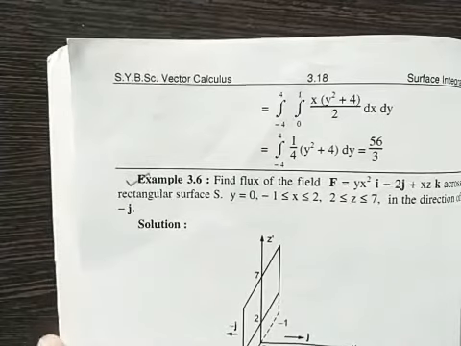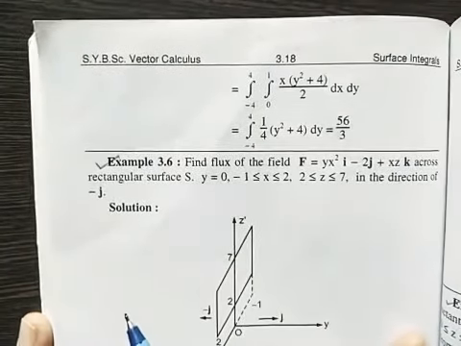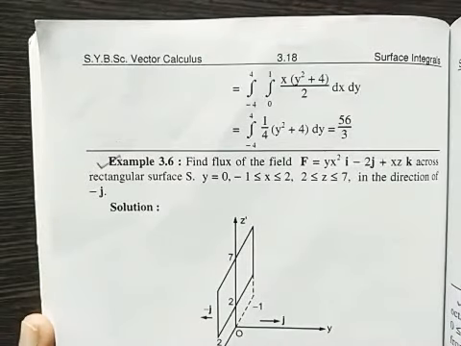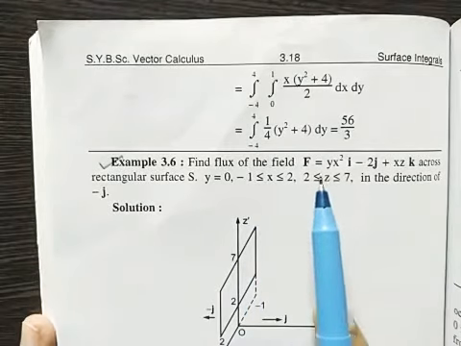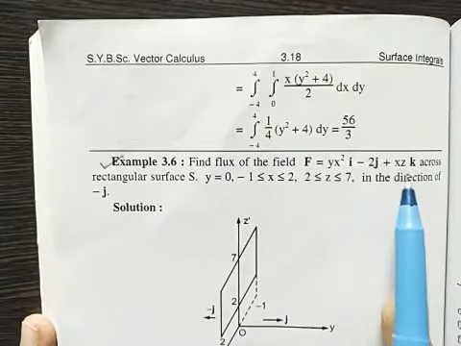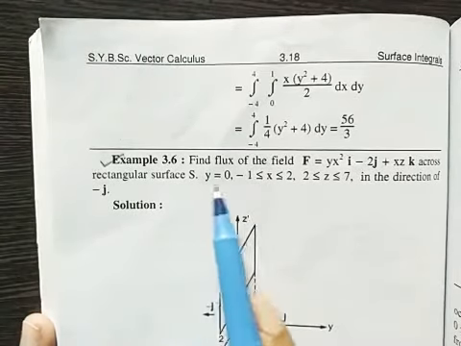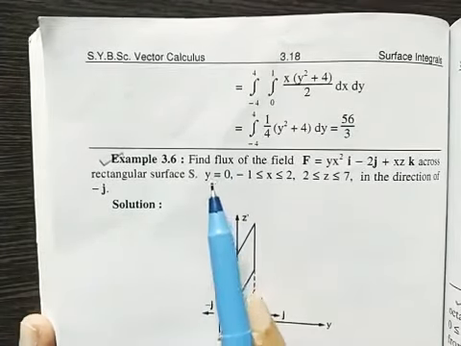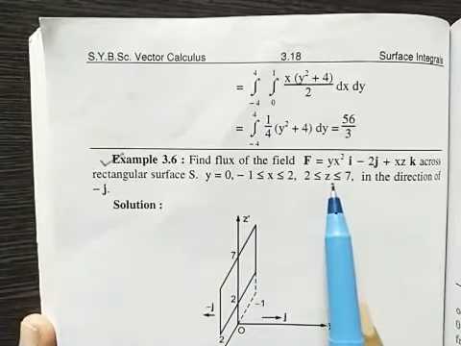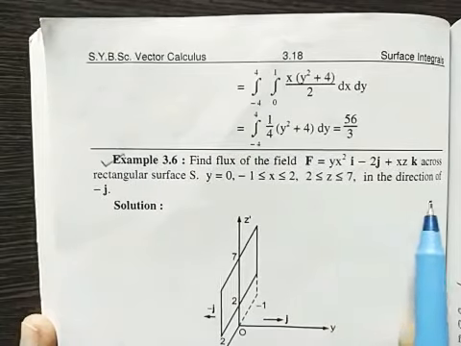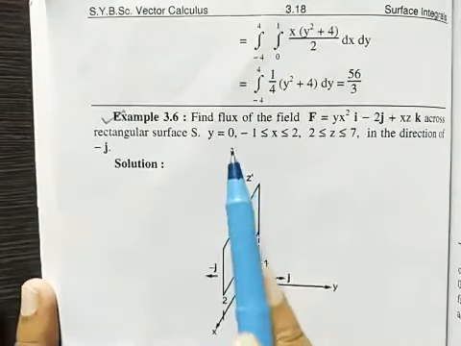Okay. Next is an example of finding flux. So what is given? The question is: find the flux of the field y square i minus 2j plus xz k across the rectangular surface S. That surface S is given by y is equal to 0, minus 1 less equal x less equal 2, 2 less equal z less equal 7, in the direction of minus j. Okay, we have to find out the flux of the field.